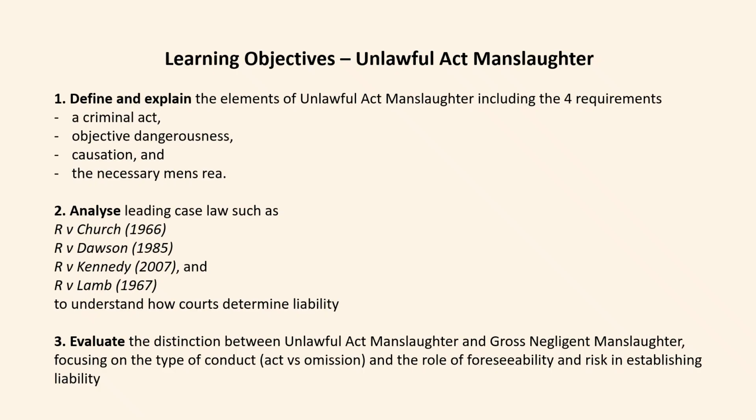Now, the learning objectives for this class is to look at unlawful act manslaughter. So I want to define and explain the elements of unlawful act manslaughter, including those four requirements: a criminal act, objective dangerousness, causation, and the necessary mens rea. I want to analyse leading cases such as R versus Church, R versus Dawson, R versus Kennedy, and R versus Lamb to understand how courts determine liability.